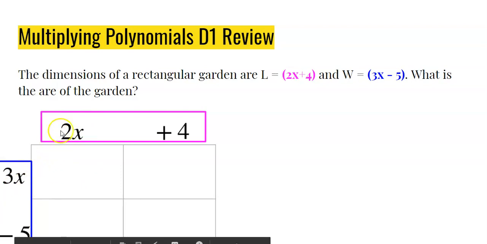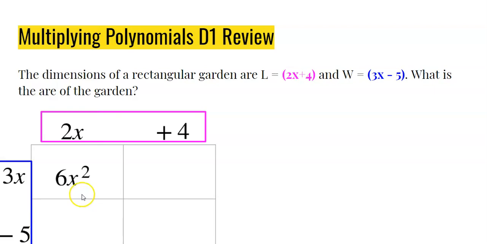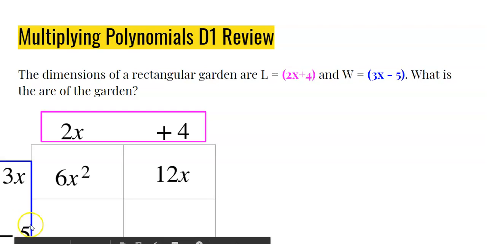So 2x times 3x, well, number times number is going to give me 6. x times x is x squared. That's going to give me 6x squared. Similarly here, 3x times 4 is going to give me 12x. Negative 5 times 2x is going to give me negative 10x. And negative 5 times 4 is going to give me negative 20.